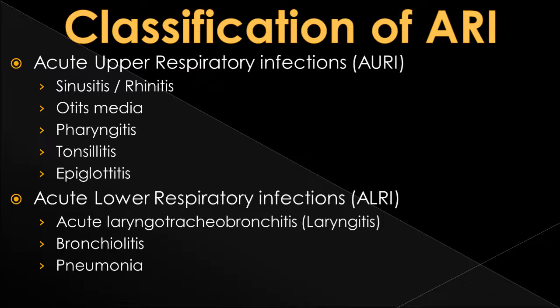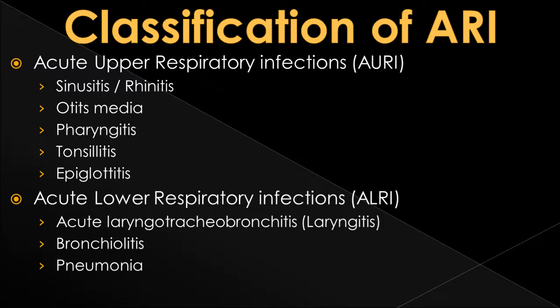Acute respiratory infections are divided into upper respiratory tract infections and lower respiratory tract infections. The cutoff line is the vocal cords. Any infection above the vocal cord will be called acute upper respiratory infection, and any infection involving the area or airway below the vocal cords will be labeled as acute lower respiratory infection.